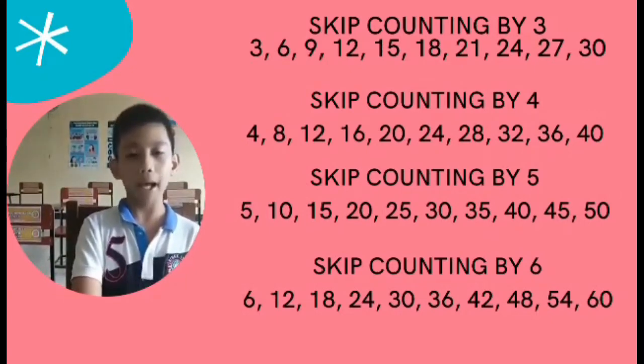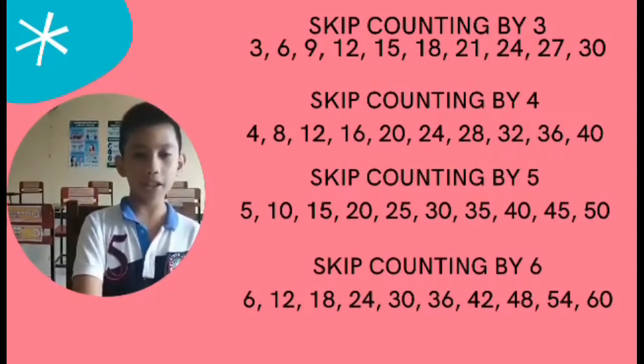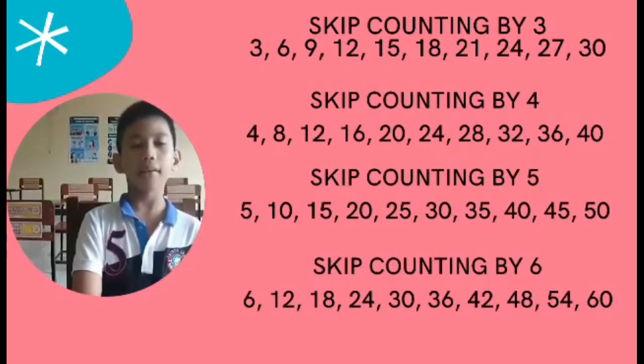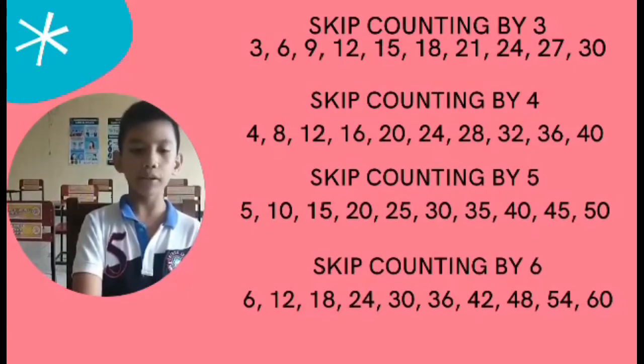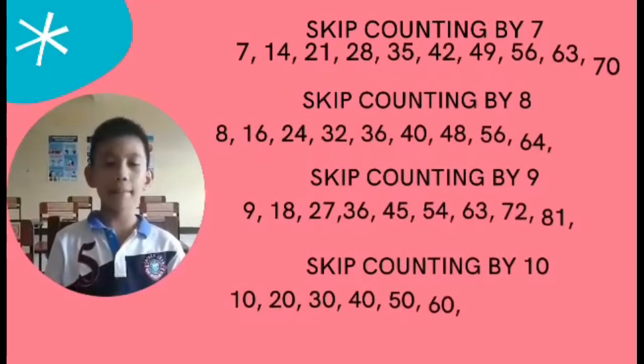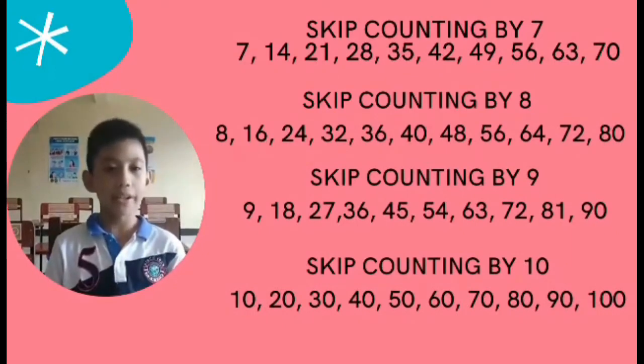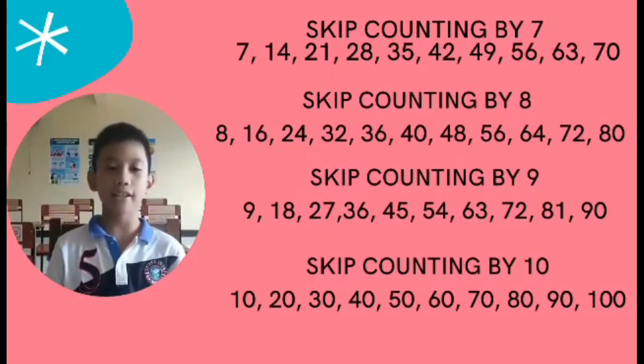Skip counting by 5. 5, 10, 15, 20, 25, 30, 35, 40, 45, 50, 55. Skip counting by 6. 6, 12, 18, 24, 30, 36, 42, 48, 54, 60. Skip counting by 7. 7, 14, 21, 28, 35, 42, 49, 56, 63, 70.